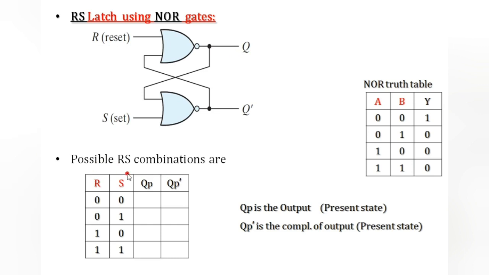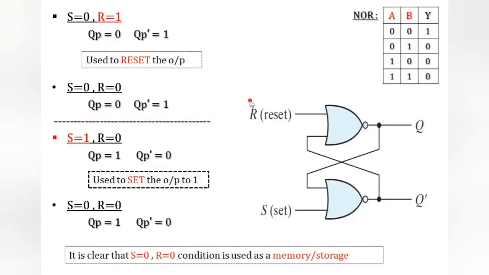So the possible RS combinations, two inputs, are either 0 0, 0 1, 1 0, 1 1. A total of 4 combinations are possible. I need to derive outputs for these 4 combinations. See here, QP is the output, QP bar is the complement of the output. These two are present state only, but not next state. This is the operation procedure of the SR latch.